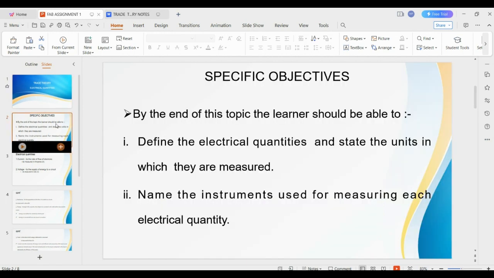And there are some specific objectives that we shall be covering today. By the end of the day, you should be able to define electrical quantities and state the units in which they are measured. Then number two, you should be able to name instruments used for measuring each electrical quantity.